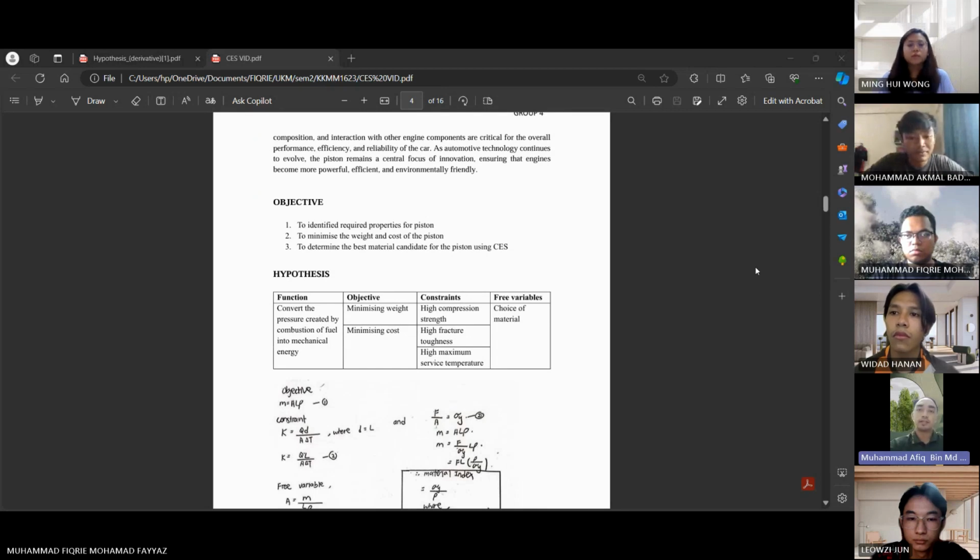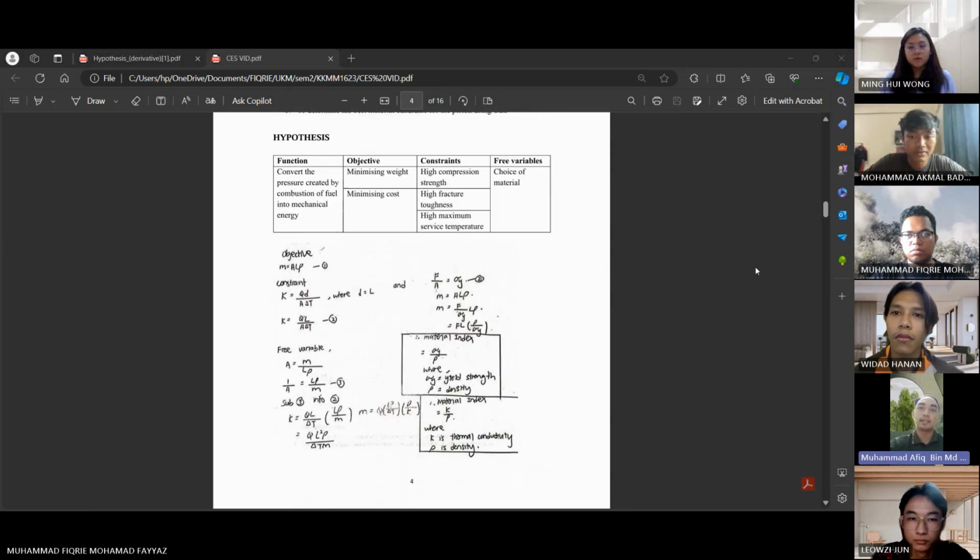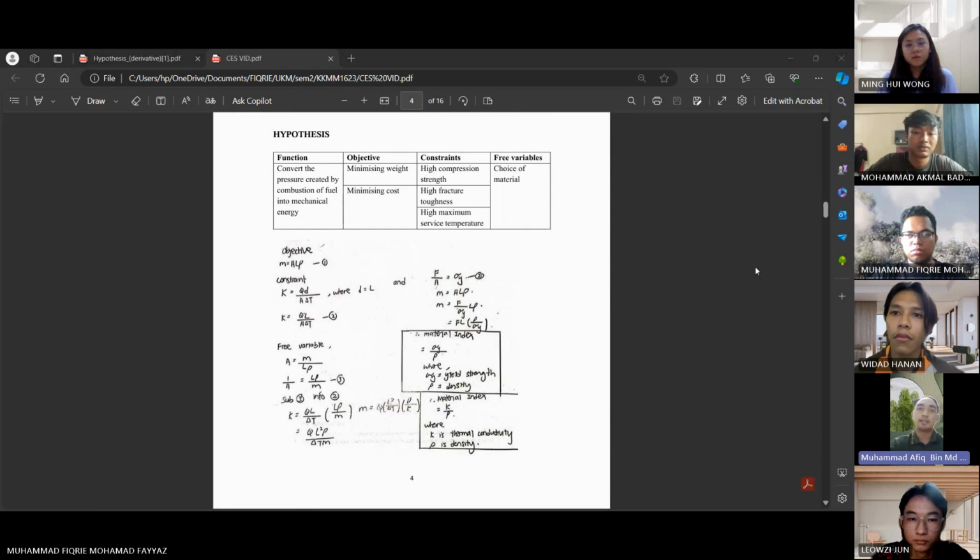Next is the hypothesis. There are a few criteria that we need to take into account. First is function. What is the function of the piston? To convert the pressure created by combustion of fuel into mechanical energy. Next is objective. Our objective is to minimize weight and minimize cost. Next is constraint. What is our constraint? High compression strength, high temperature toughness, and lastly, high maximum surface temperature. Lastly, our criterion is the free variable, which is the choice of material.